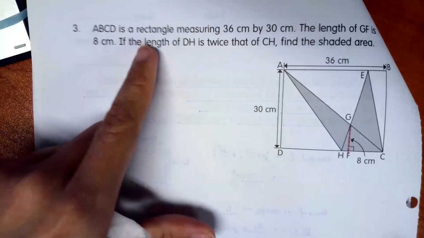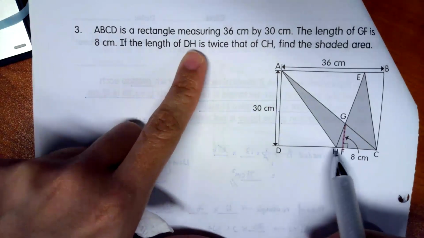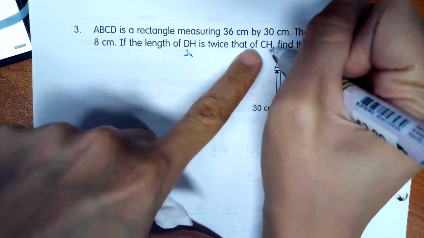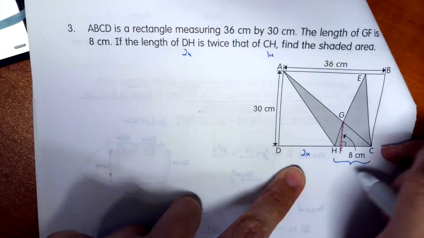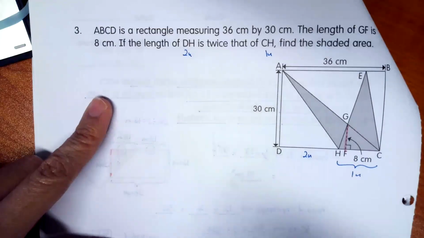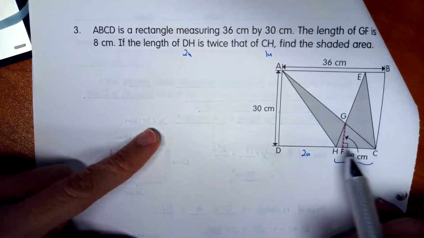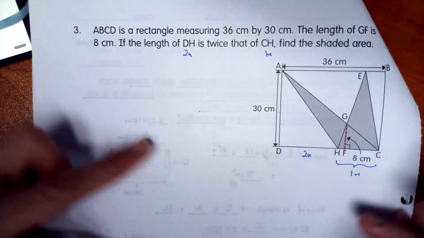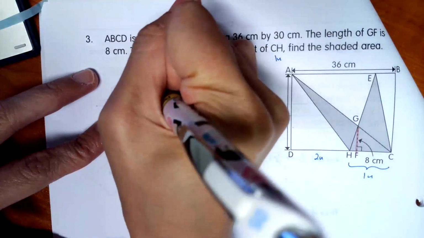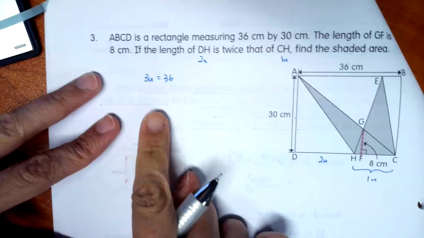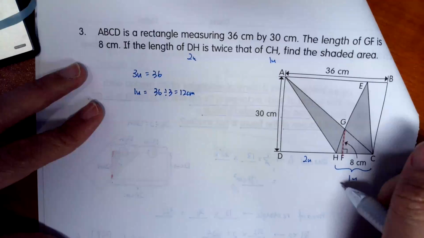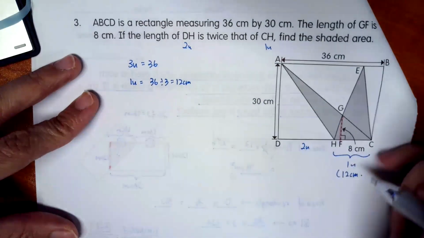Now, if the length of DH is twice that of CH, it means DH is 2 units, CH is 1 unit. That means I put here this 2 units and this is 1 unit. Find the shaded area. So very important, I need to know what is CH first. How to find CH? I know this whole thing here is 3 units. So 3 units is 36. So you find 1 unit. You would know that CH is actually 12 cm. Okay. Now, how to find the shaded area?